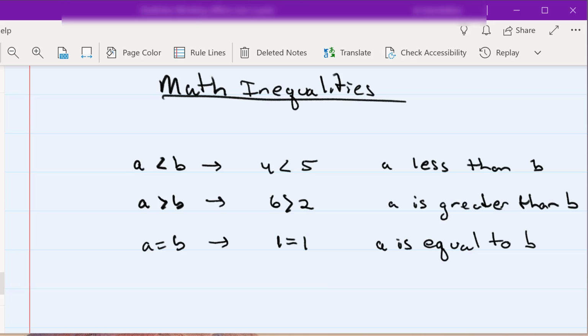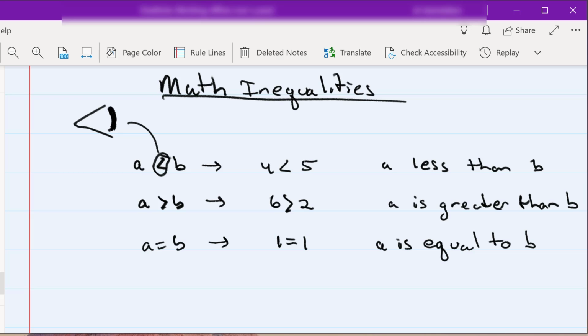Let us look at the math symbols for the math inequalities that we looked at previously. The first one is a less than symbol. This is read as A less than B. You can think of the opening side as opening towards the larger number. So in this case, 4 is less than 5. 5 is the bigger number.